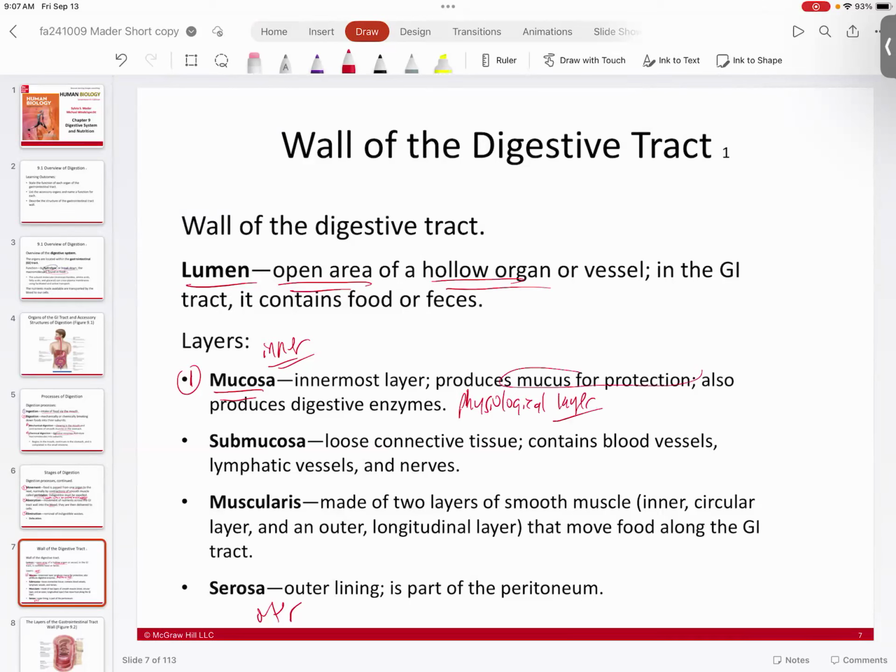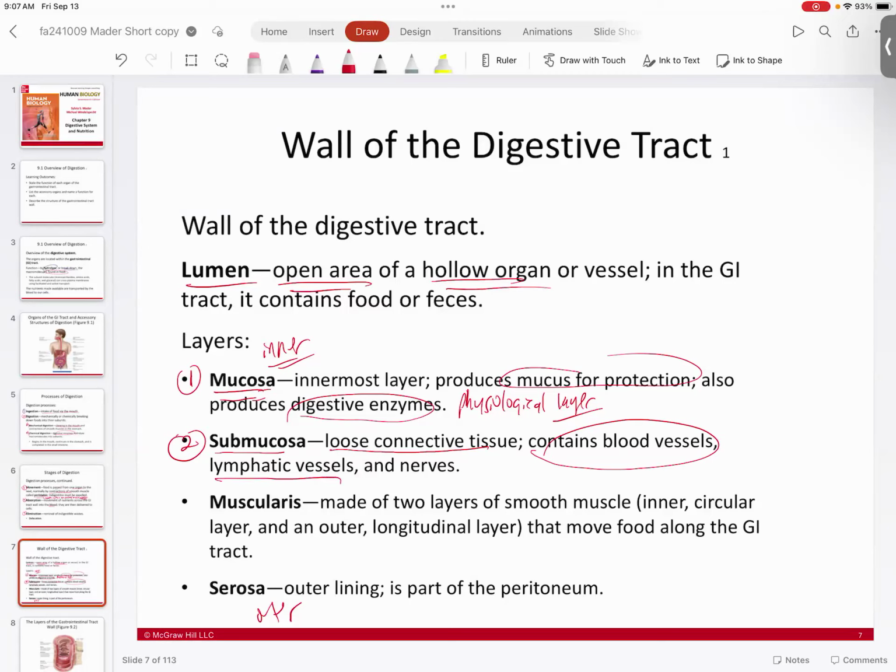For instance, it'll produce mucus for protection, especially in the stomach. It also produces digestive enzymes. It is also the site of absorption. So it does a lot of the physiological work of digestion. Then underneath the mucosa is what's called the submucosa. Now, this is a region of loose connective tissue, and it's vascular. So this basically houses the blood vessels that will then absorb those nutrients.